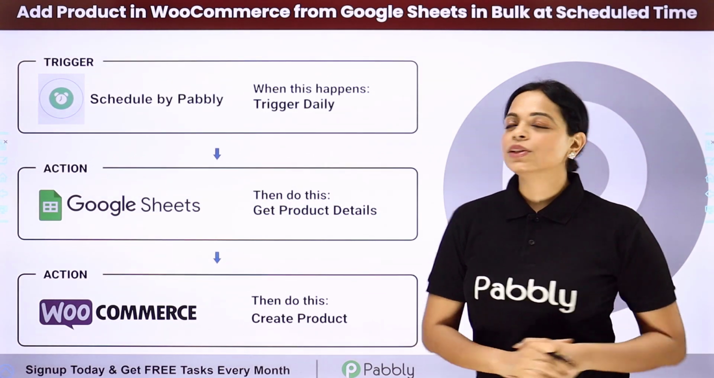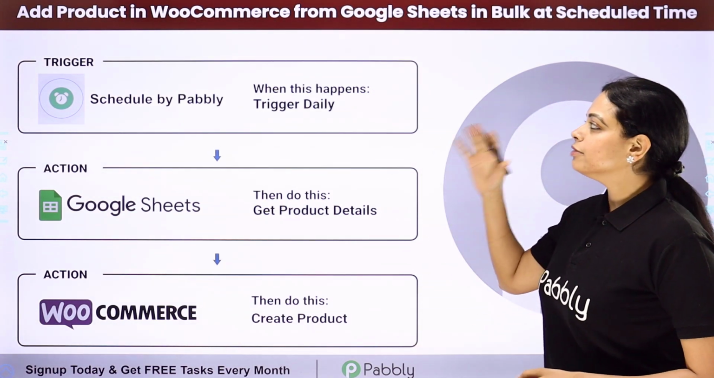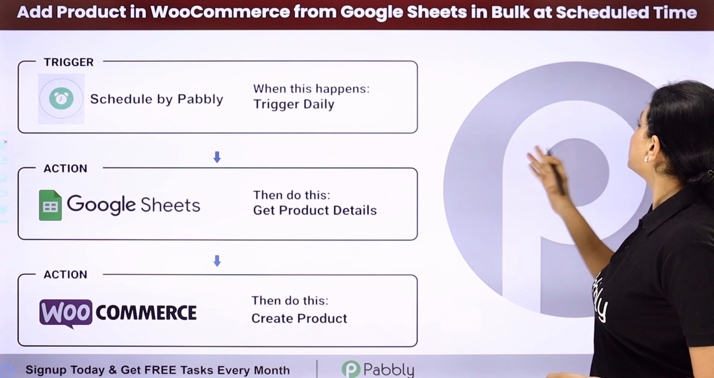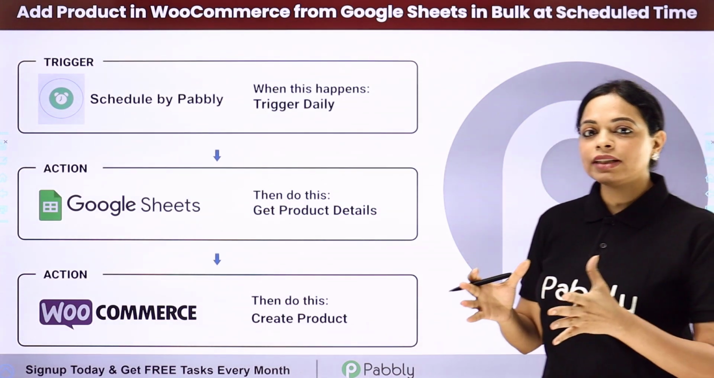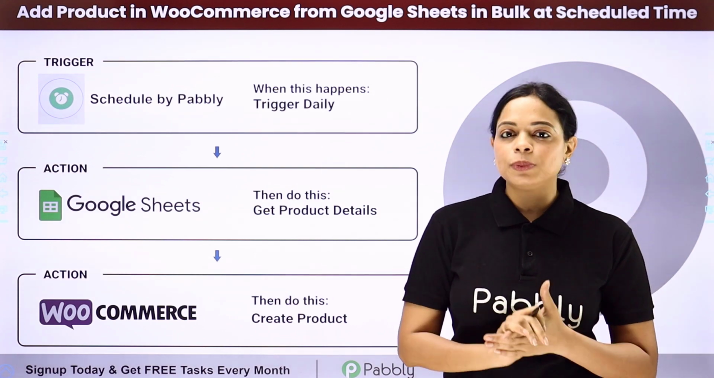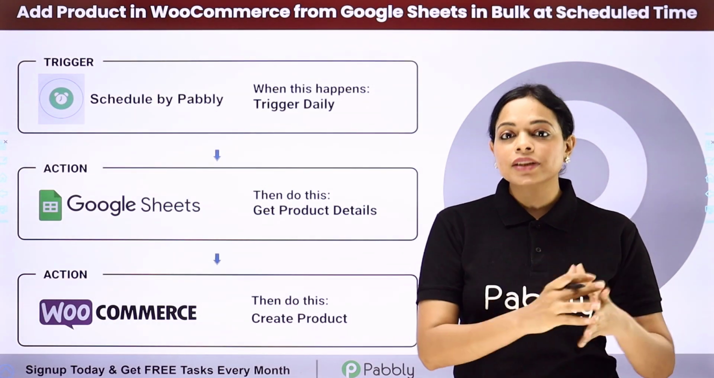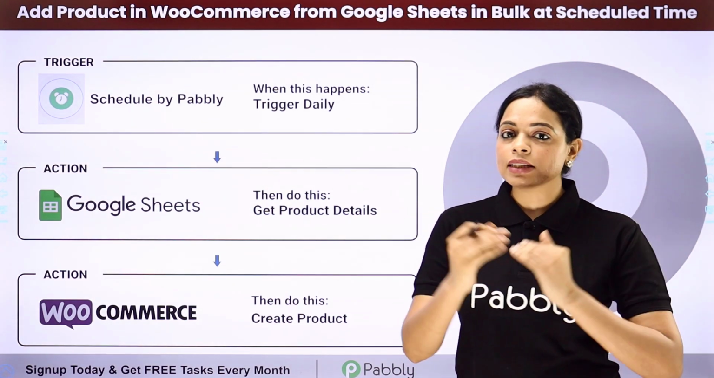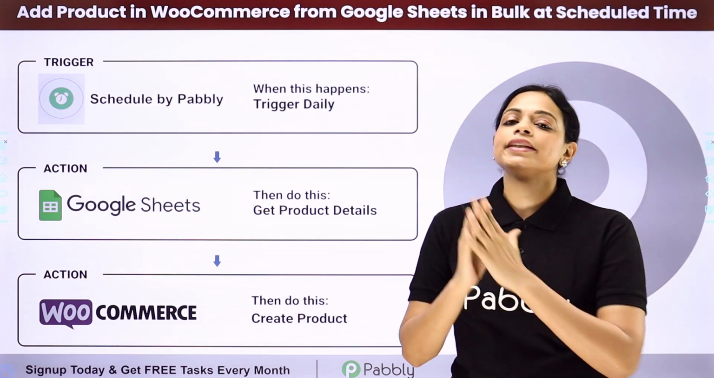In this video, we are going to see how to add product in WooCommerce from Google Sheets in bulk at scheduled time. So my objective is that I have got a list of product and the details in my spreadsheet. Now every time a product is ready to be created, then automatically the product should be created in WooCommerce.